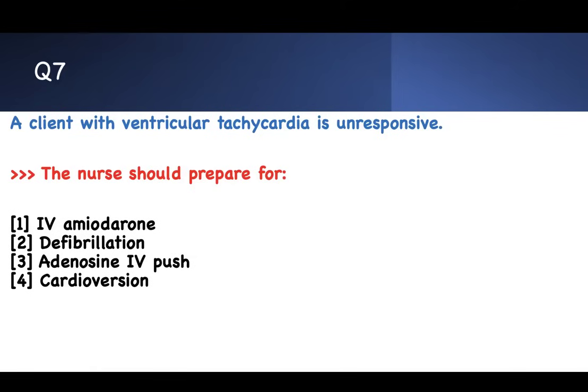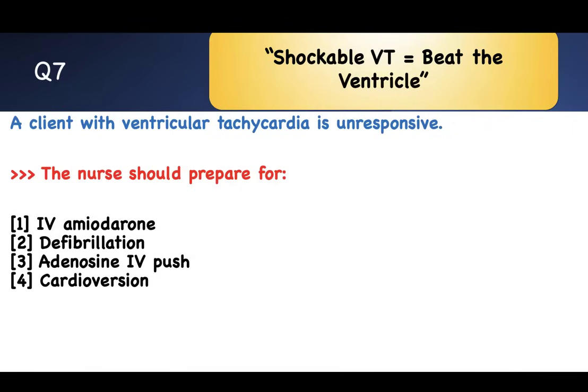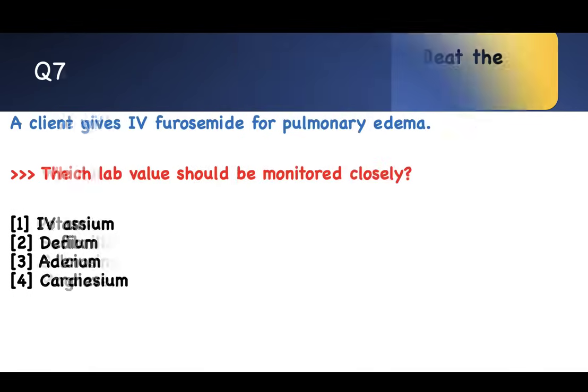Ventricular tachycardia is pulseless, right? Ventricular tachycardia, which is what? VFib. Therefore, do you defibrillate them or cardiovert them? If you cardiovert, this patient is dead. He has pulseless VTAC. Therefore, you should defibrillate. And what is the mnemonic? Shockable VT, beat the ventricle, and the ventricle will wake up. Therefore, we should defibrillate this patient.